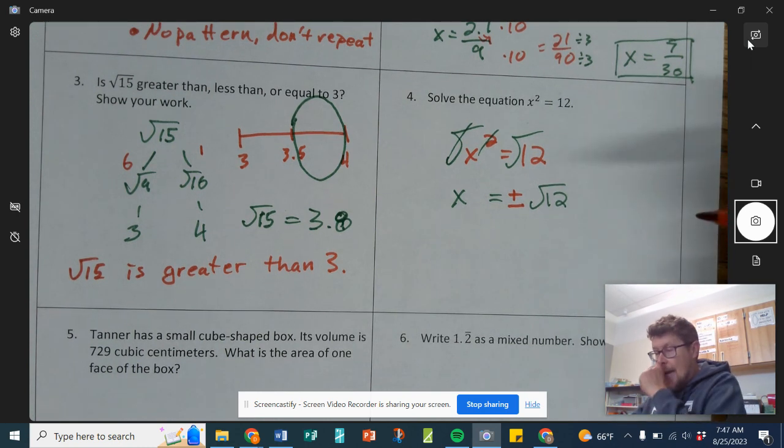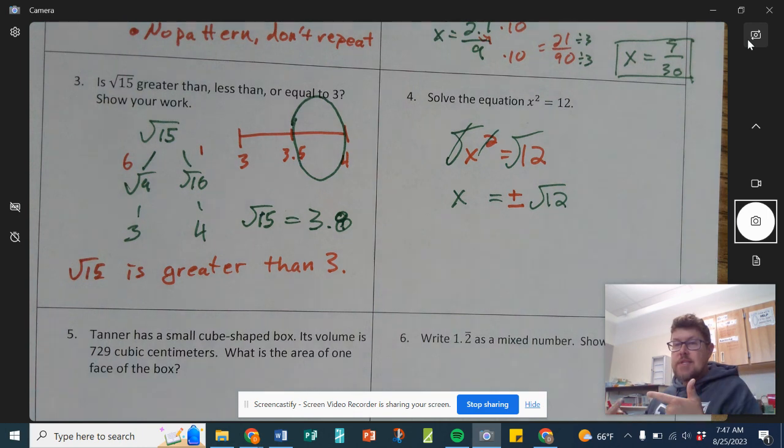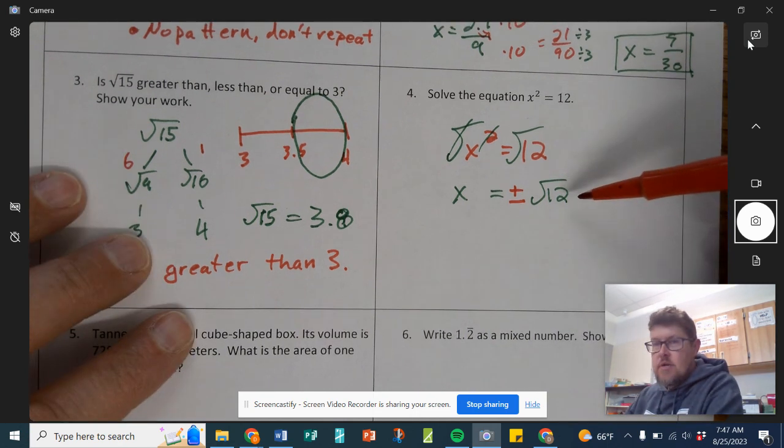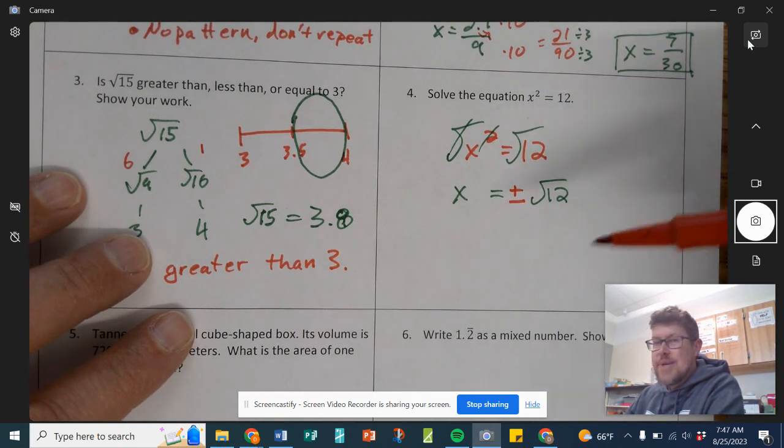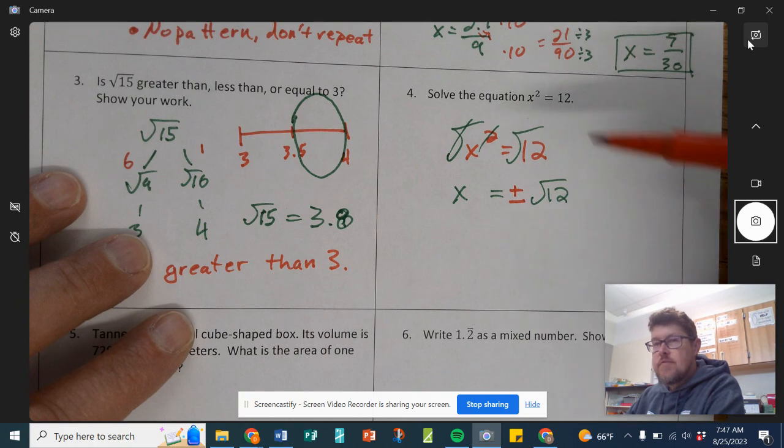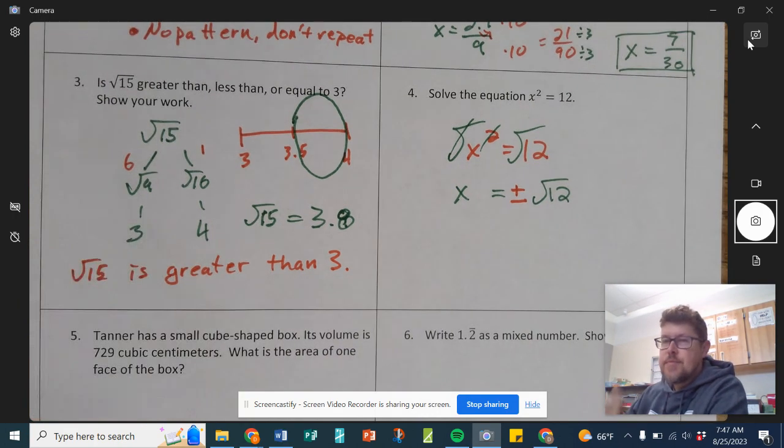Again, the reason for that is because when you multiply 2 positives together, you get a positive, but you also multiply 2 negatives together, you get a positive. So root 12 times root 12 gets us to 12, but negative root 12 times negative root 12 also gets you to 12. So that's the reasoning behind that.